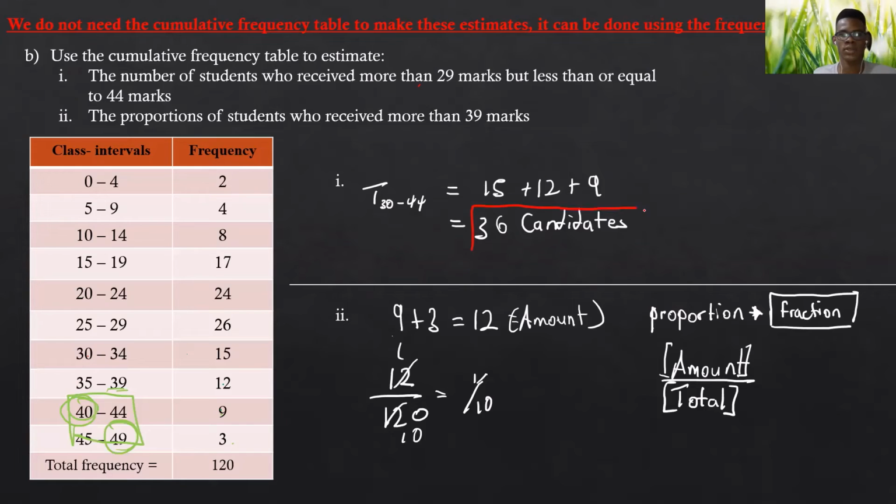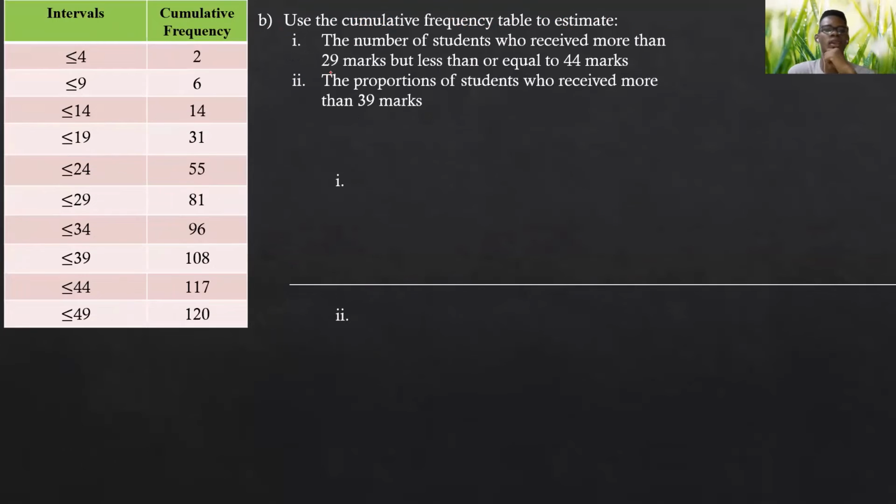36 candidates for the first question and 1/10 for the second one. Good, so same questions. Use the cumulative frequency table to estimate the number of students who received more than 29 marks but less than or equal to 44 marks, and the proportion of students who received more than 29.